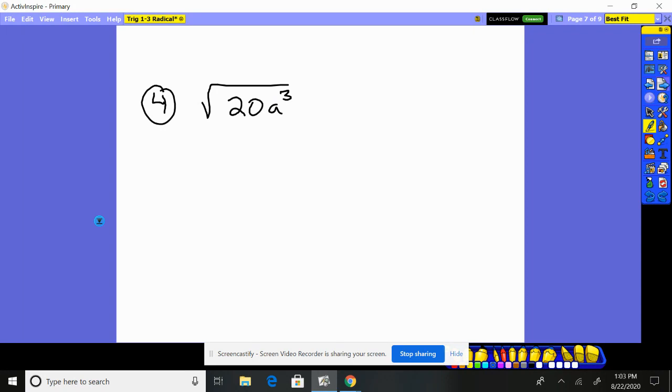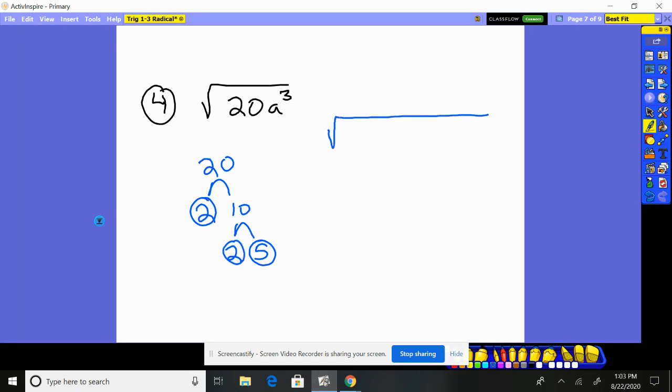Let's say we have one that we want the root of 20a to the 3rd. Well, the first thing, I've got to break it down. Well, I'm going to have to break 20 down. 20, I'm going to go with 2 and 10. And then 10 will go to 2 and 5. So we know that the 20 is a 2 times 5 times a to the 3rd is a times a times a.